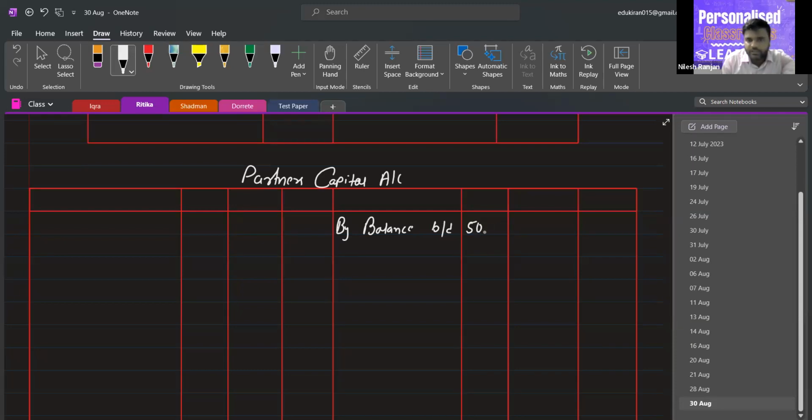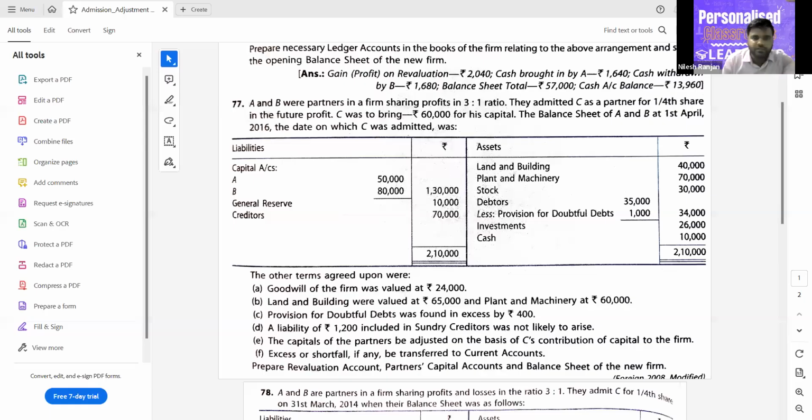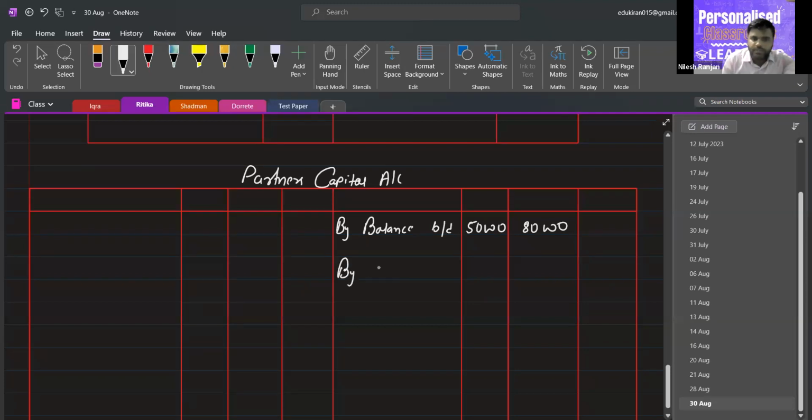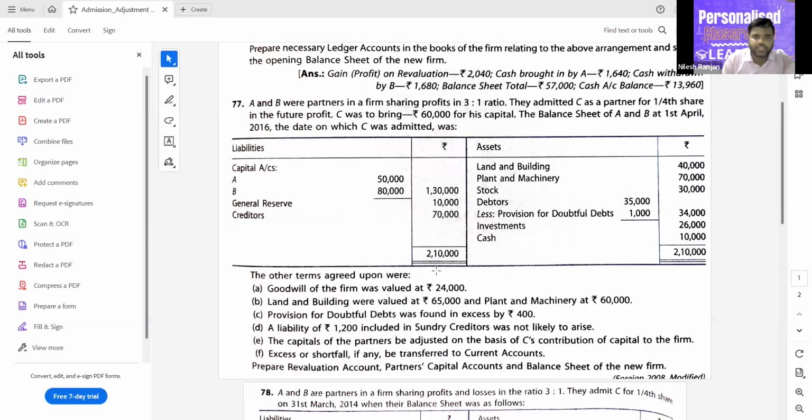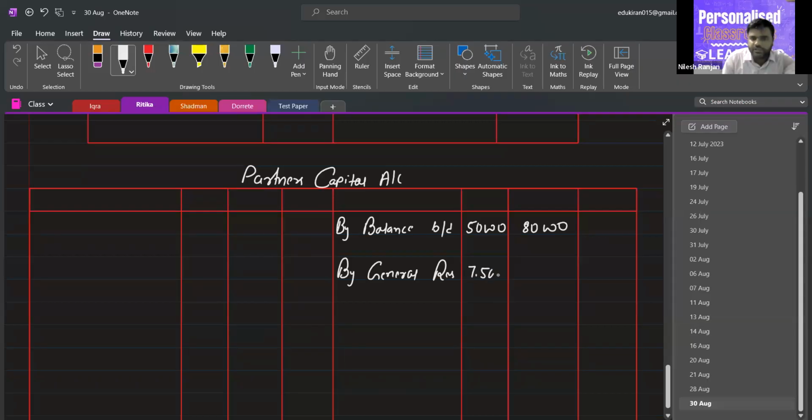50,000 and 80,000. And the general reserve will be distributed between partners in their old profit sharing ratio. Old profit sharing ratio is 3:1. So 10,000 will be divided between these two, 7,500 and 2,500.